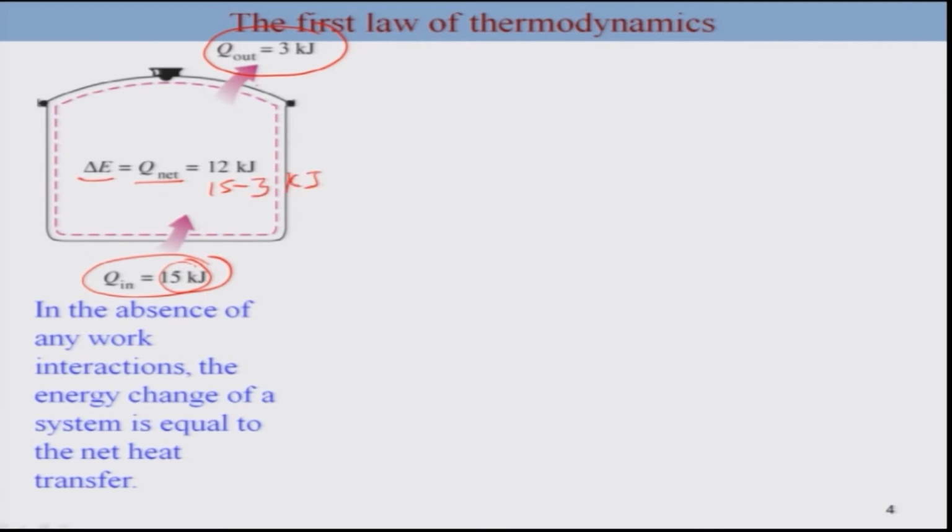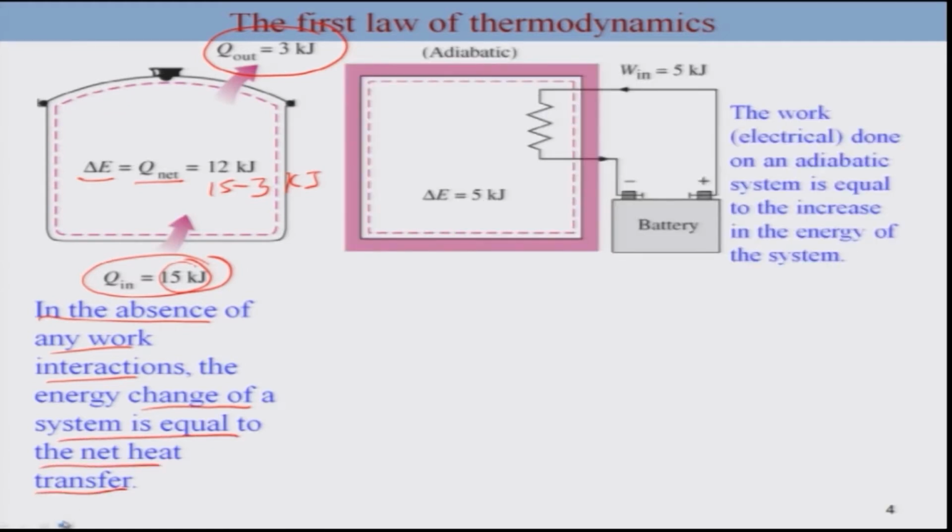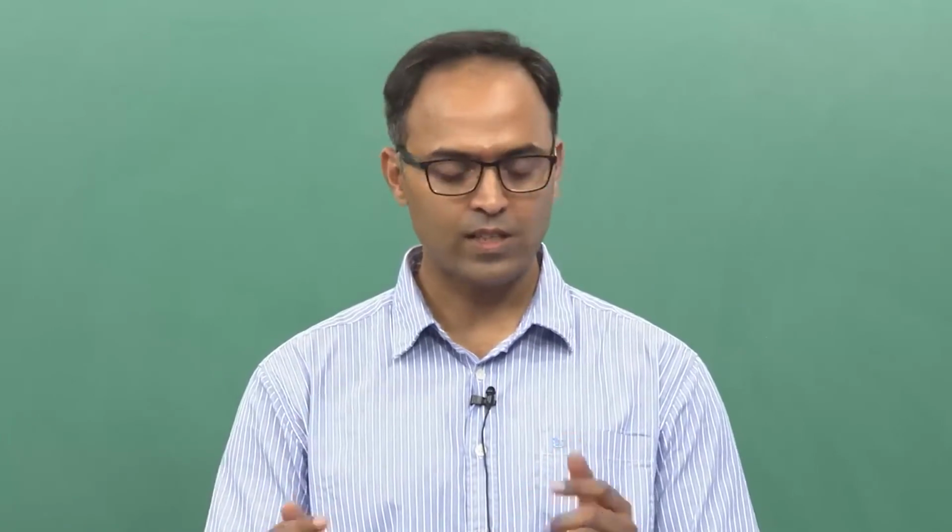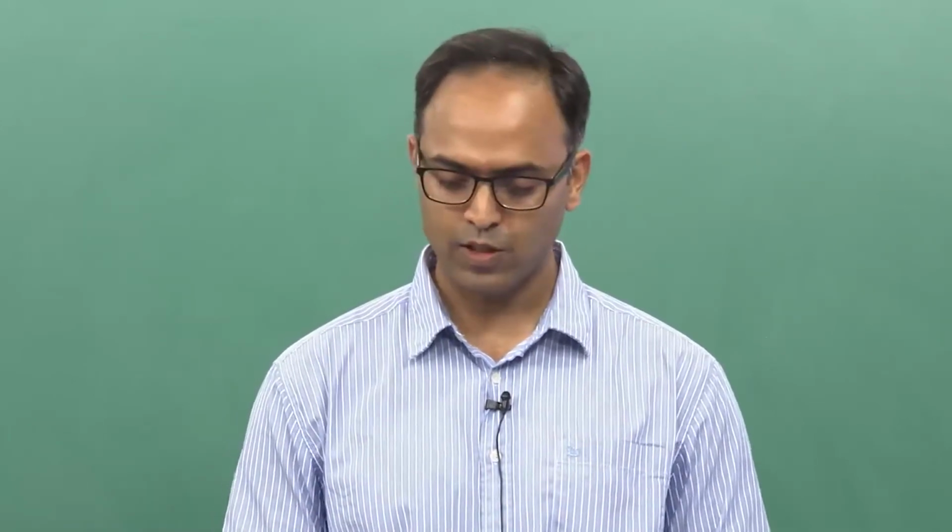Now there is no work done in the system because no work interaction is given. So in the absence of any work interaction, the energy change is simply equal to the net heat transfer. Now consider a case where the system itself is adiabatic, meaning heat transfer is not possible. The only possibility to change the energy of the system is by doing work. Work can be done either by electrical means or mechanical means. We are going to consider two examples.